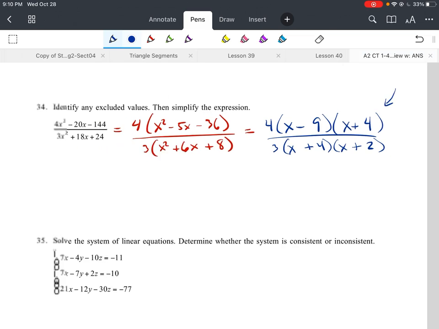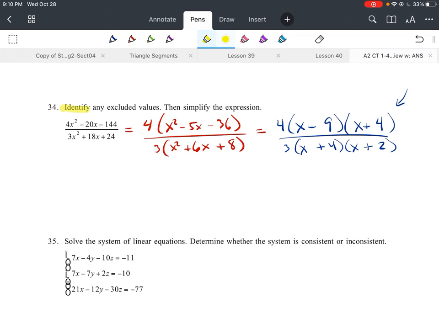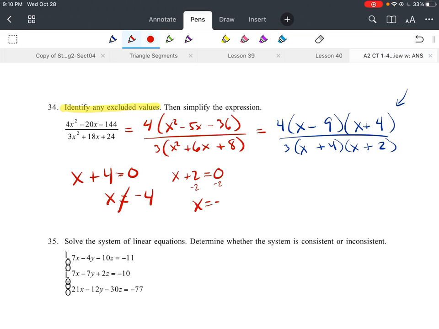All right. So before we get too far, let's not forget our excluded values. So excluded values are anything on the bottom that would be a 0. So just pretend they are 0. What if x plus 4 equaled 0? Well, that means if I subtract 4, x is negative 4, which means x cannot be negative 4. The other one, x plus 2 equals 0. Subtract 2, x equals negative 2. Uh-oh, that can't be 0 either. So you got 2 excluded values. You got to make sure you state those, okay?